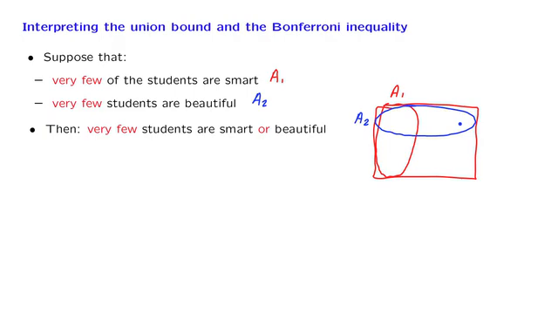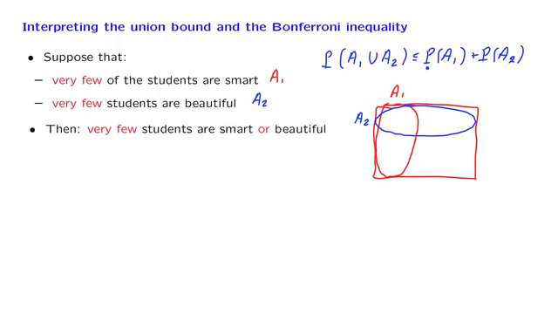What does this have to do with probability? Well, when we say very few are smart, we might mean that if I pick a student at random, there's only a small probability that I pick a smart student, and similarly for beautiful students. Can we make this statement more precise? Indeed, we can. We have the union bound that tells us that the probability that I pick a student that is either smart or beautiful is less than or equal to the probability of picking a smart student plus the probability of picking a beautiful student.